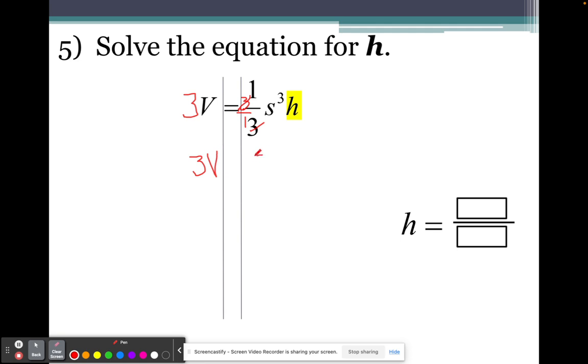equals s cubed times h. I have to get rid of this still. It's stuck by multiplication, so let's divide both sides by s to the third power. Divide this side by s to the third power. This cancels, and I'm left with h equals 3 times volume divided by the side to the third power.